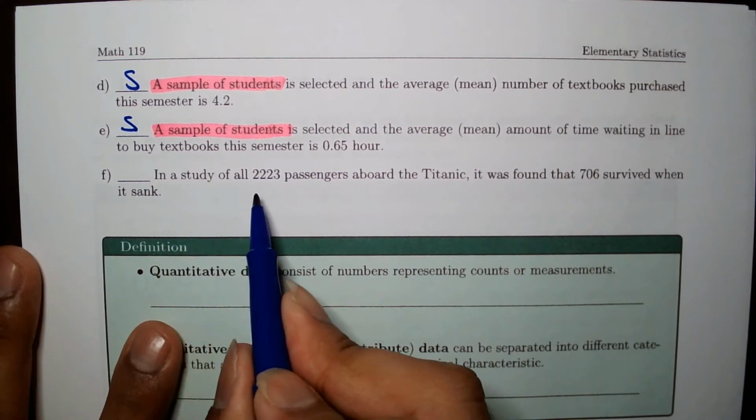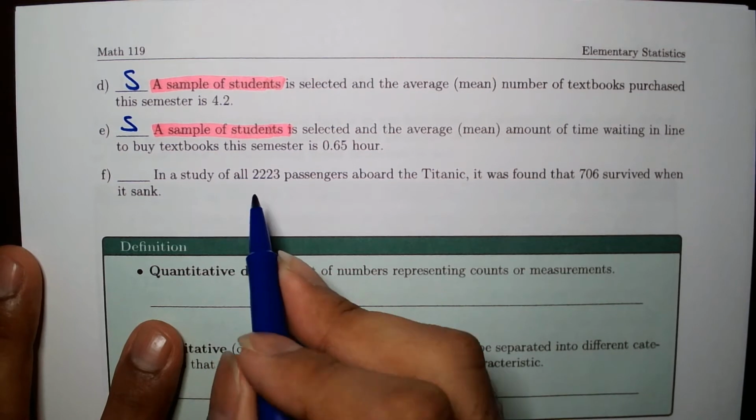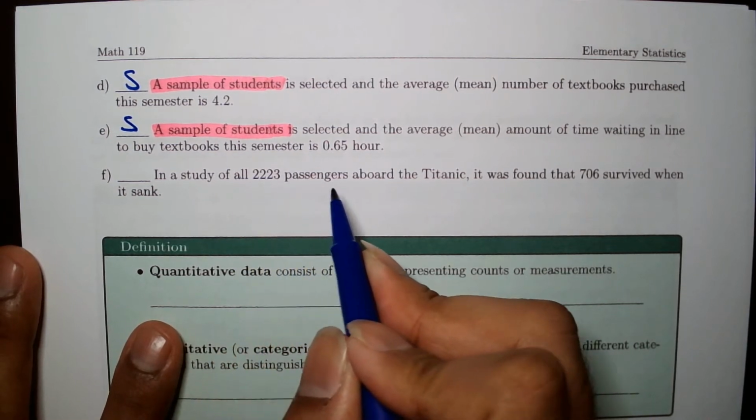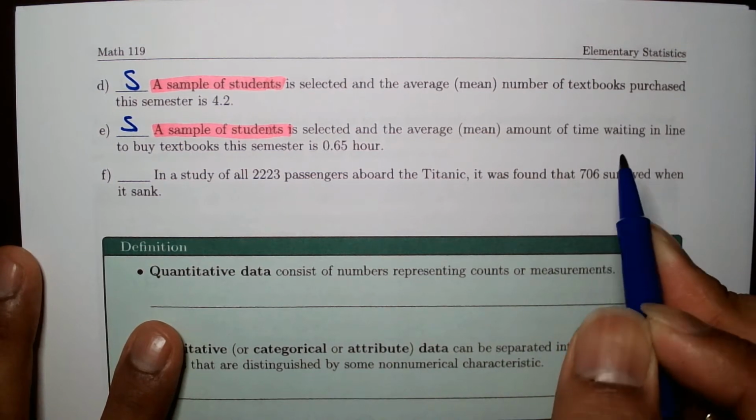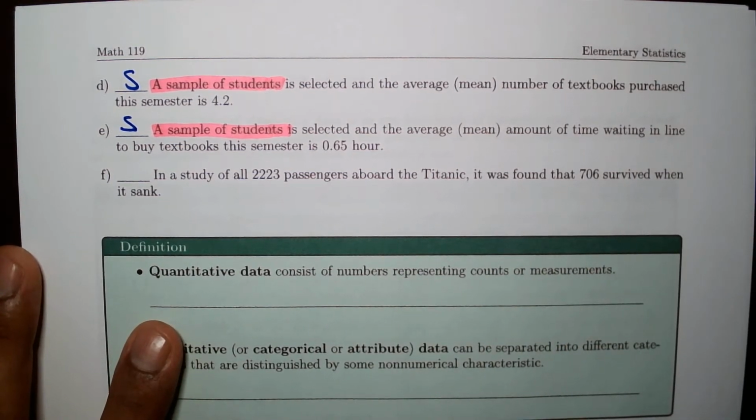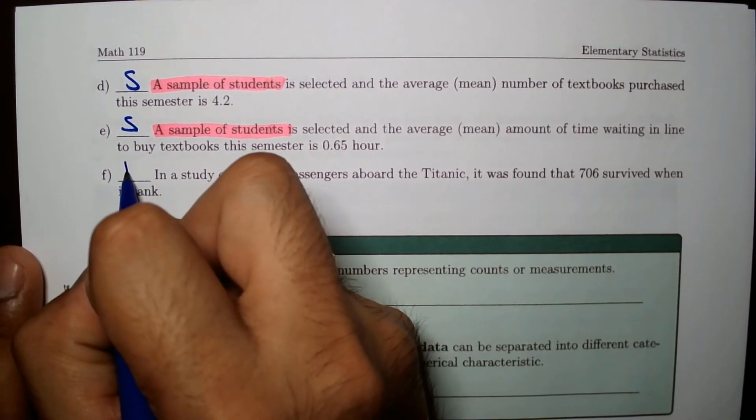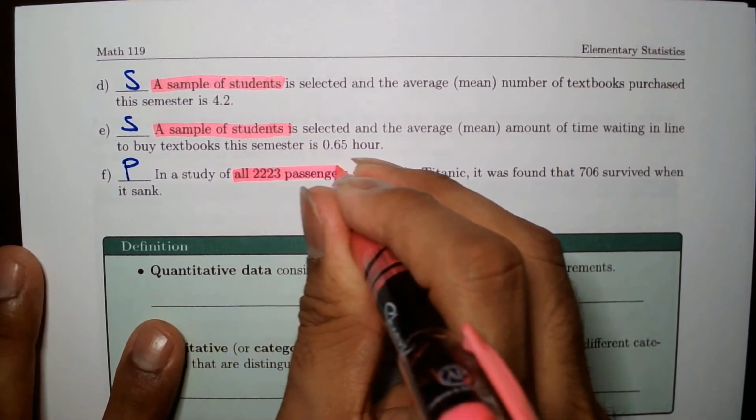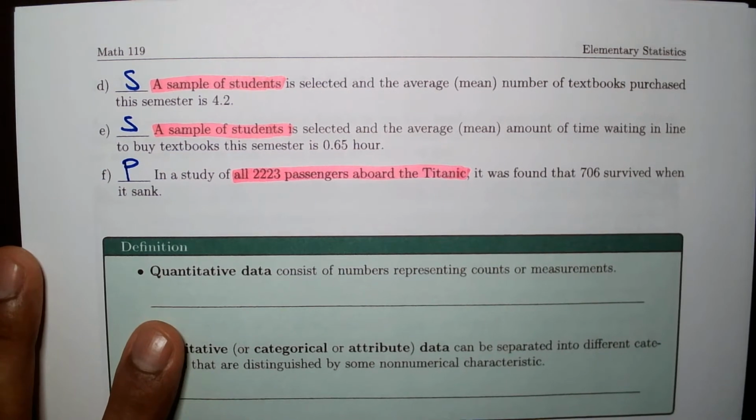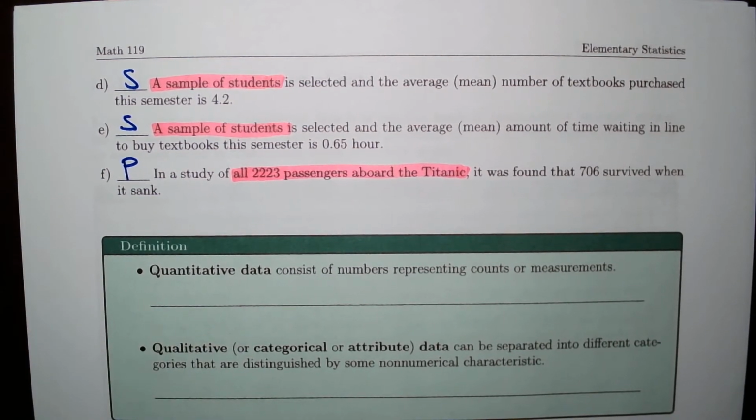In a study of all the 2,223 passengers aboard the Titanic, it was found that 706 survived when it sank. Well, in this case, is this a parameter or is this a statistic? I would say it's a parameter because in this case, they're telling us all passengers aboard the Titanic. That is all. They're not telling us a sample of passengers. In this case, it's all the passengers.